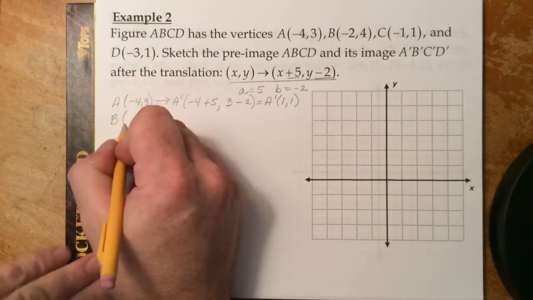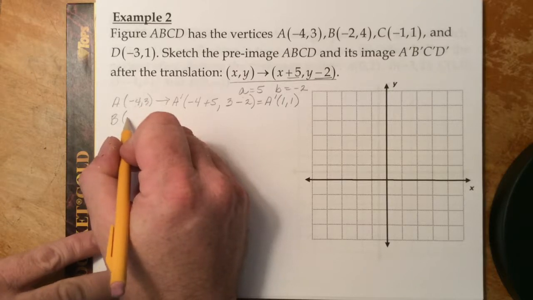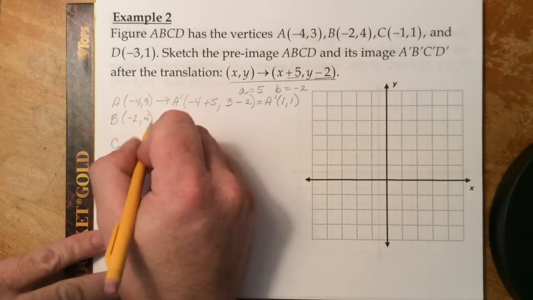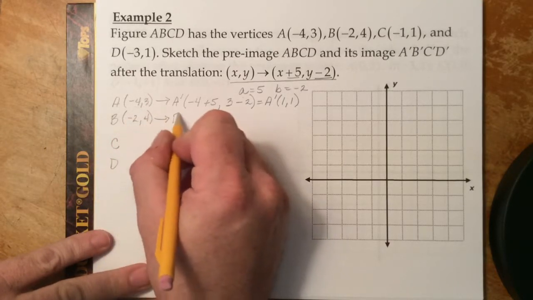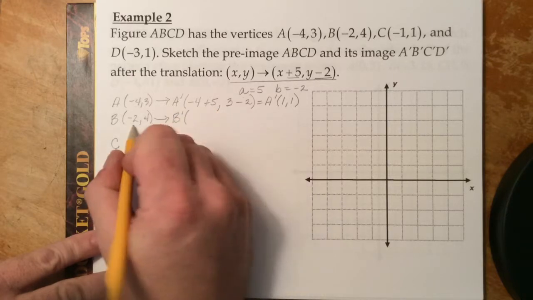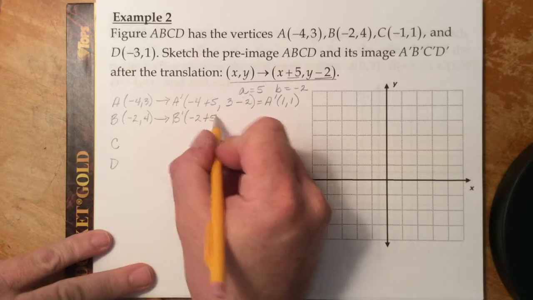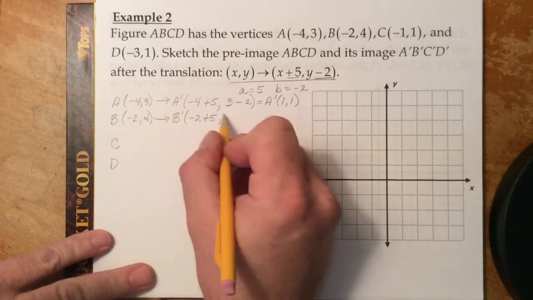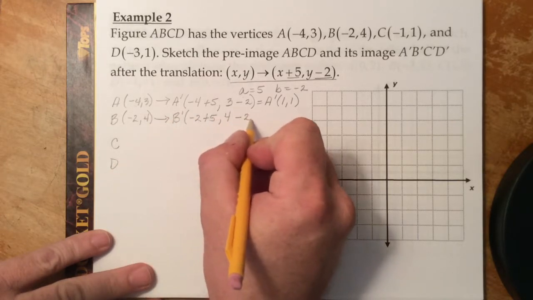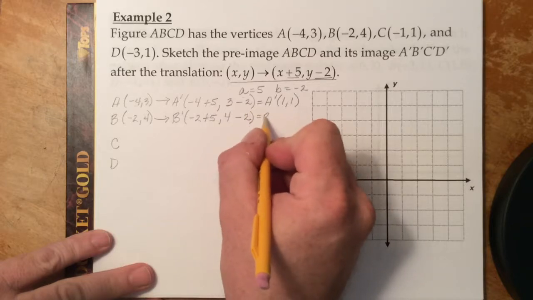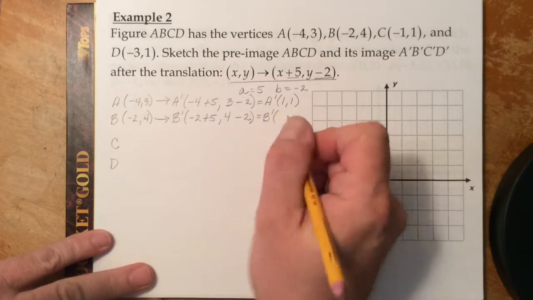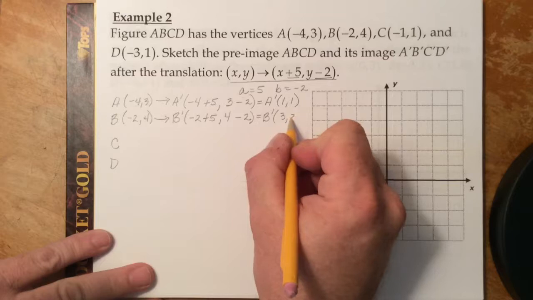Point B at (-2, 4) translates to B prime. We take the x coordinate -2, we add 5 again, comma, take the y coordinate 4 and subtract 2 again. This gives us B prime at its new location (3, 2).